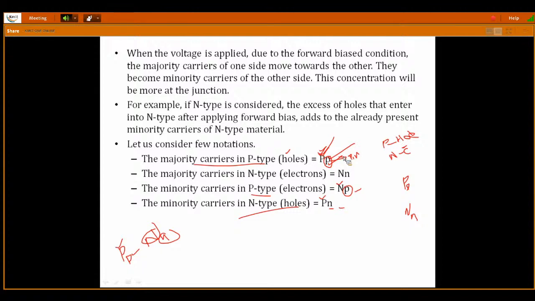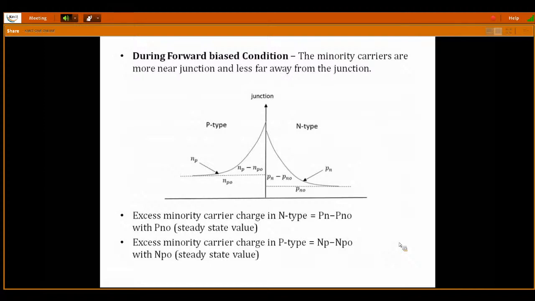If you recollect the type of material, ultimately you are able to know the majority and minority charge carriers. For example, in the p-type material, holes are the majority charge carrier and electrons are the minority charge carrier. If you take the n-type material, the small n is the n-type material. Capital N is the majority charge carrier, and capital P is the minority charge carrier. This is a small notation I am going to use in the coming slides. Okay, right. Now we'll go for the forward bias condition.